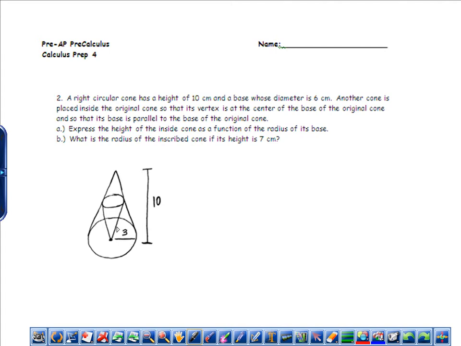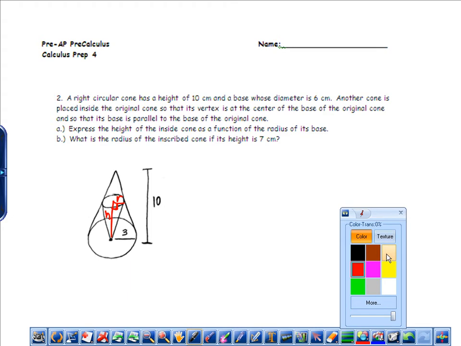Another cone is placed inside the original cone so that its vertex is at the center of the base of the original cone and so that its base is parallel to the base of the original cone. Now what they're wanting us to do is to express the height on the inside of the cone in terms of the radius of this smaller cone. And we need to come up with two similar cones that are the same shape but not the same size. And this smaller cone here is not necessarily similar to the larger cone.